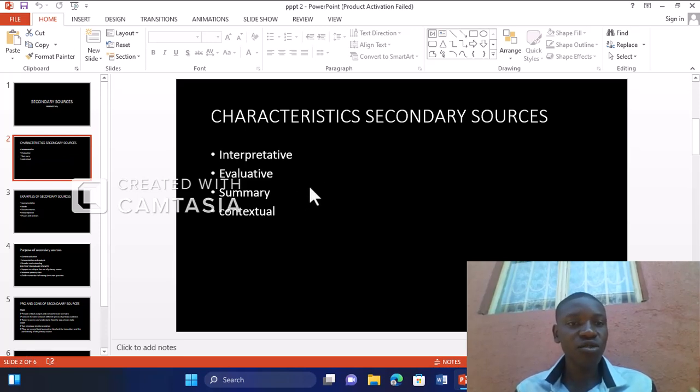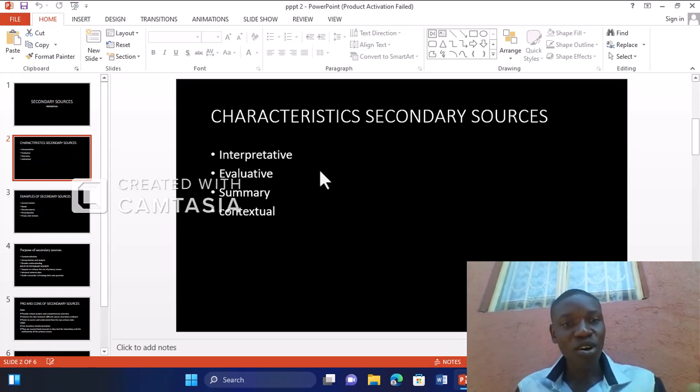Then if I say it is contextual, I mean that the secondary sources help to frame or contextualize. Wow, I like this English. Or to contextualize primary data within broader trends, movements and histories.